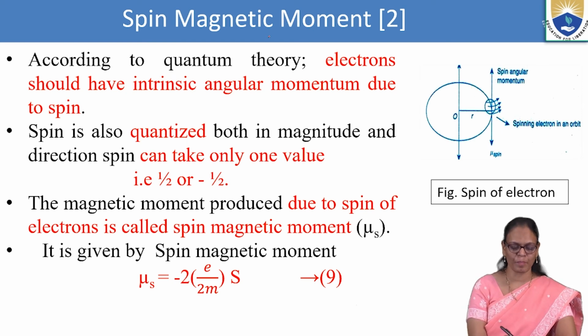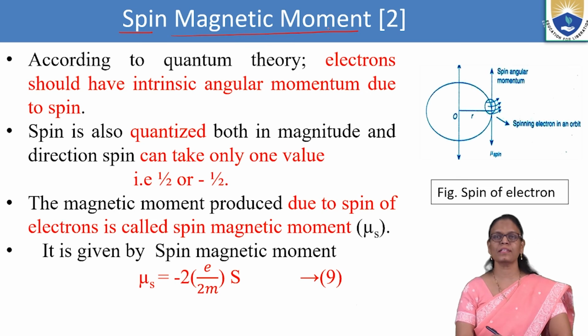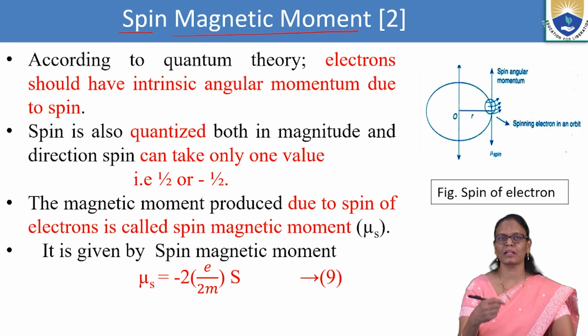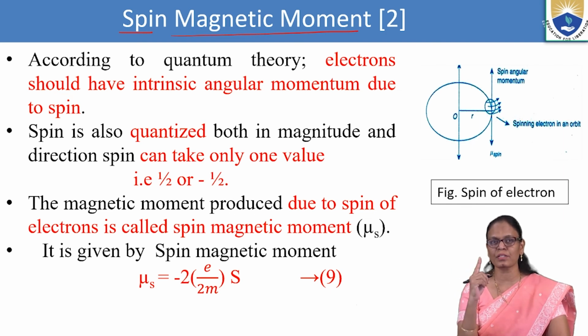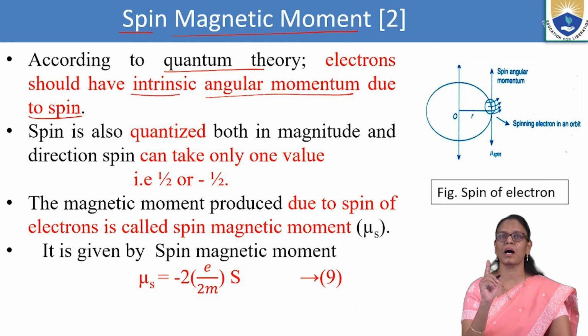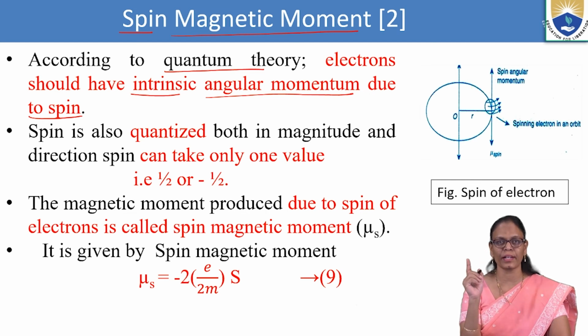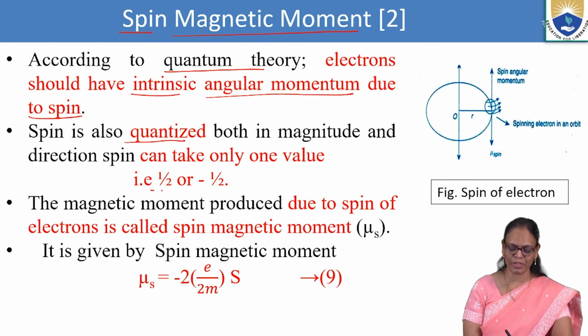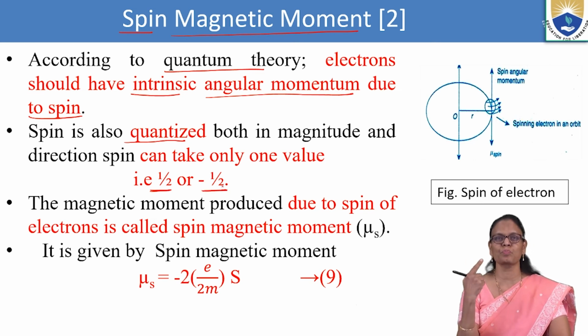Now coming to the spin magnetic moment. What is the spin magnetic moment? Like we see that the earth is revolving around the sun, and also it rotates about its own axis. The same way, whenever we are talking about an electron which is revolving around the nucleus, it also rotates about its own axis, which we call spin. So according to quantum theory, electrons should have intrinsic angular momentum due to the spin, because they are rotating about their own axis. And spin is also quantized both in magnitude and direction, and it will have only one value, either plus half or minus half. So the spin can have either plus half depending on the direction or minus half.